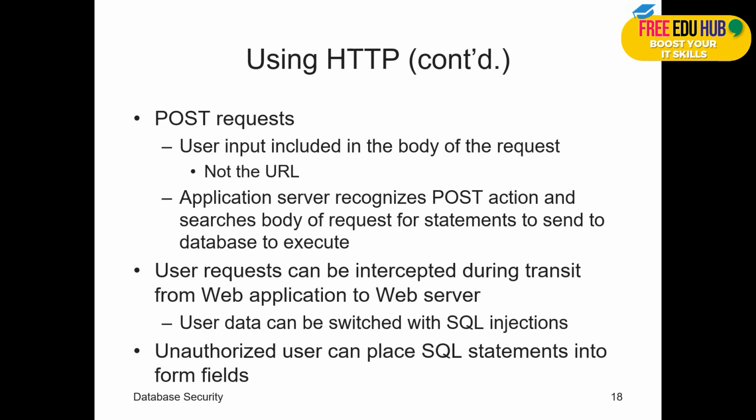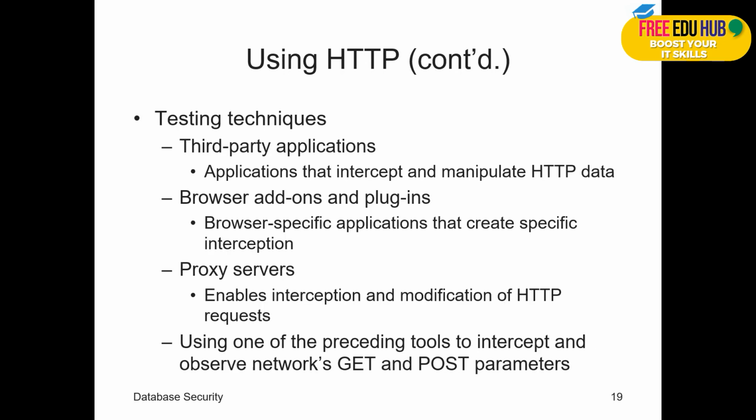User requests can be intercepted during transit from a web application to the web server. It can only remain secure if there is a secure communication between the web application and the database. User data can be switched by SQL injections. An unauthorized user can place SQL statements into the form fields and execute them. Third-party applications can intercept and manipulate the HTTP data, for example Wireshark, which can capture the packets and the communication taking place between the web application and the database.